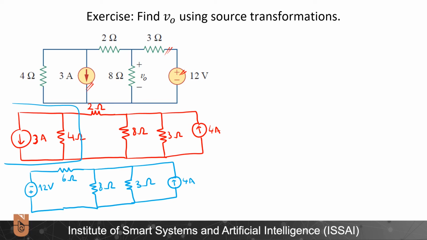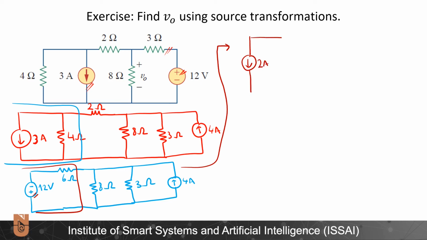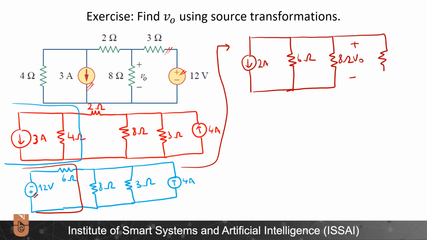I can source transform once again this part of the circuit. Accordingly, I will now write this here. I will have 2 amperes pointing downward because positive is towards the bottom side of the circuit. Then 6 ohms, 8 ohms, over which I need to find the voltage V0. Here 3 ohms and my 4 ampere source.